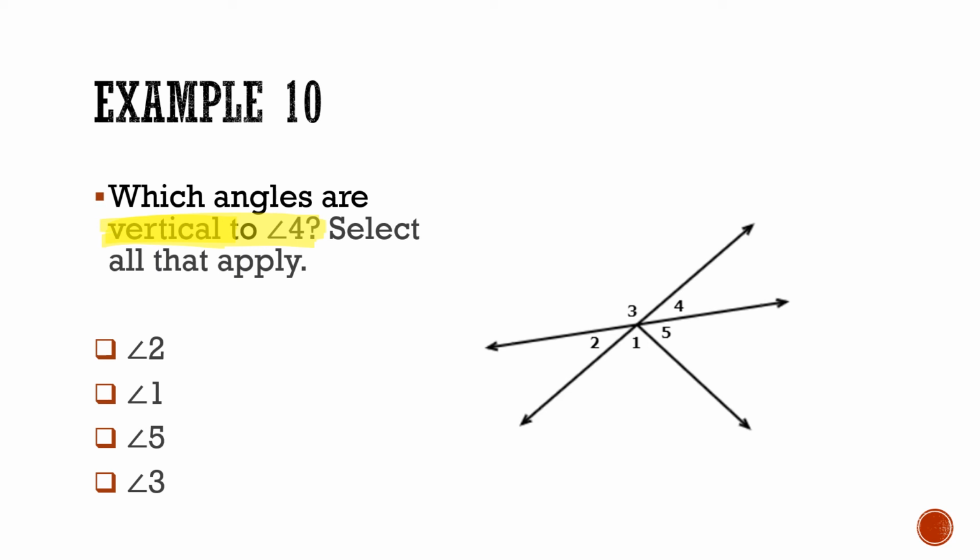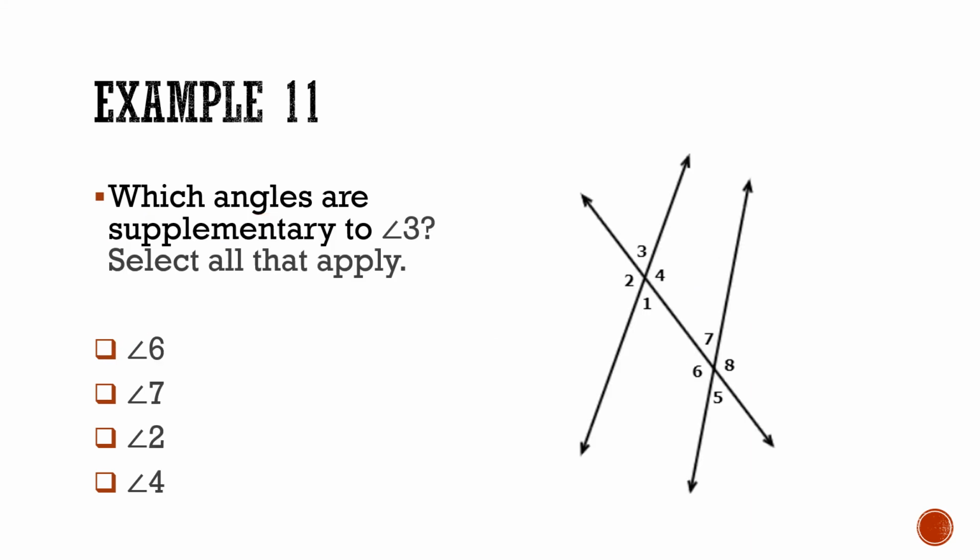Okay, so we're looking for the one that is vertical to angle 4. Remember, vertical means they share a vertex. So if we extend angle 4, we have outlined now angle 2. So angle 2 is vertical to angle 4. So none of the others can be an answer. You can only have one vertical angle to that one. Okay, go ahead and pause your video and try example 11.